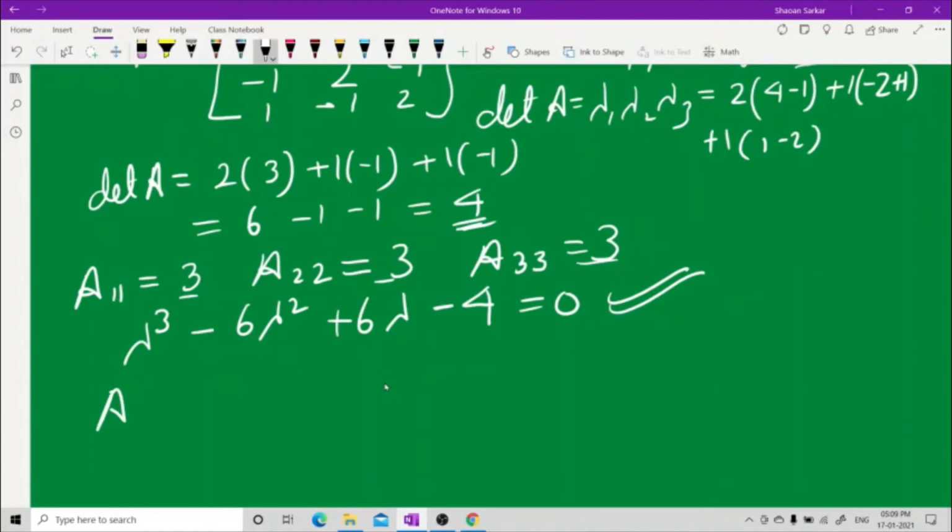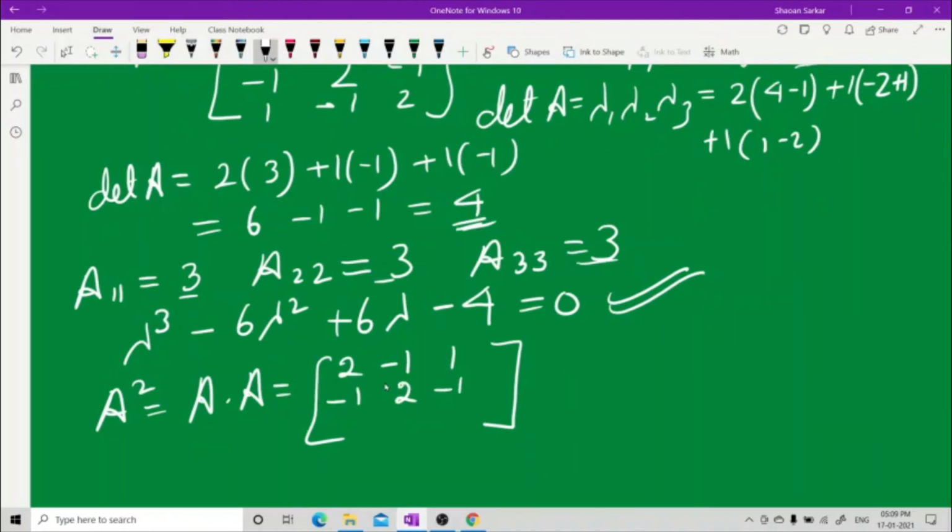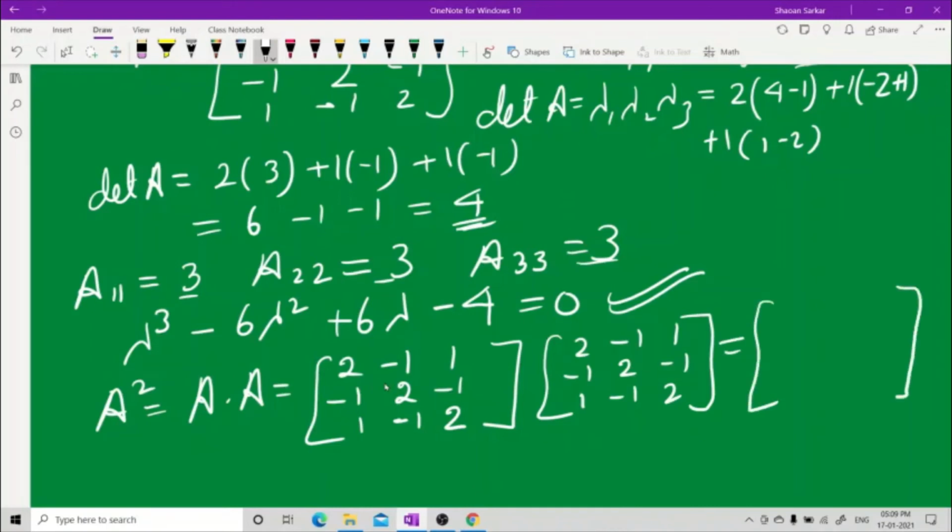Now I have to find A square. That means A into A. That means I have to write this 2 times. 2, minus 1, 1, then again minus 1, 2, minus 1, then 1, minus 1, 2. Again, you write 2, minus 1, 1, minus 1, 2, minus 1, 1, minus 1, 2. I'm not going to show you the multiplication. I'm giving you the answer right away.